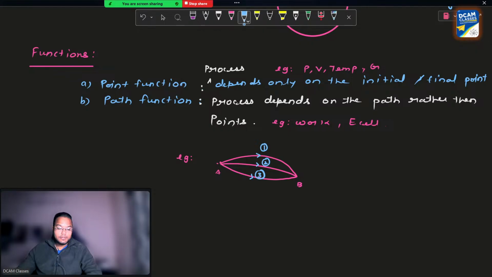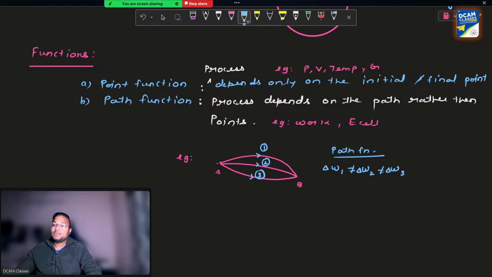If we talk about the path function, in path function, work done along the path 1 will not be equal to work done along the path 2. It will not be equal to work done along the path 3. Because paths are different. Delta W1 I may say.